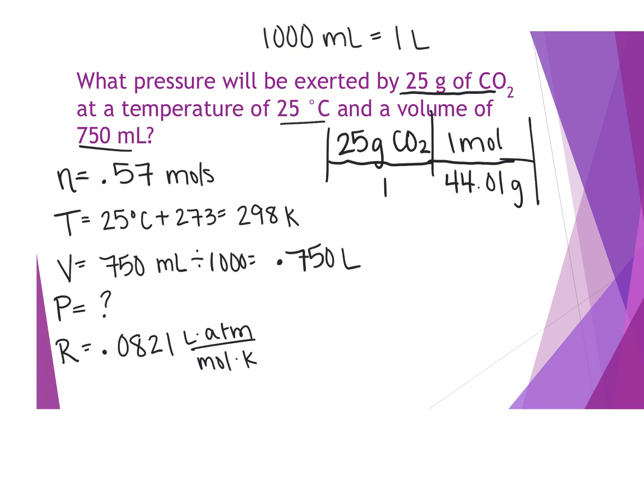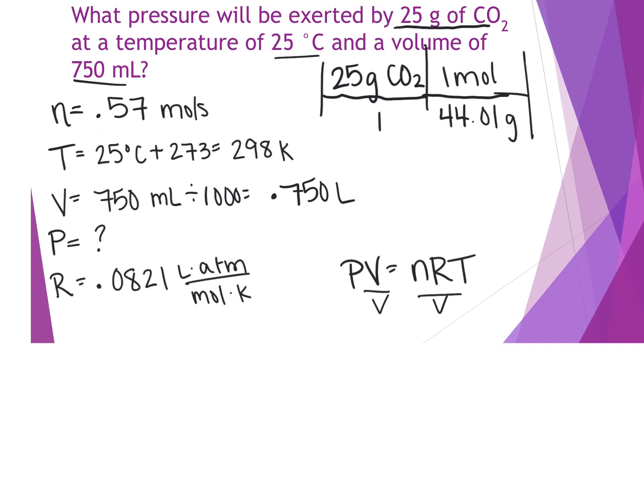So we'll use PV equals nRT. And what variable are we solving for this time? Pressure. So how do you move V to the other side? Divide. All right, so pressure equals nRT over V.